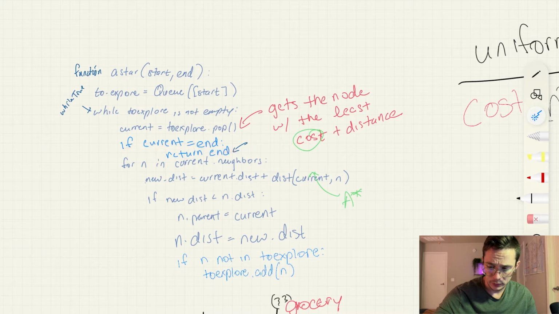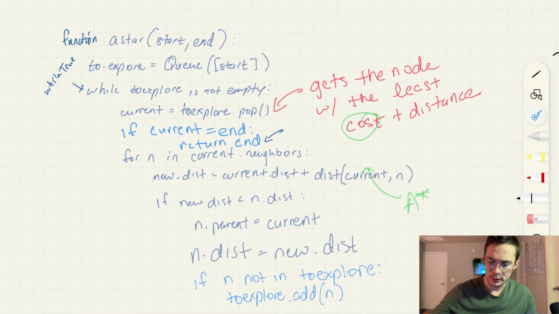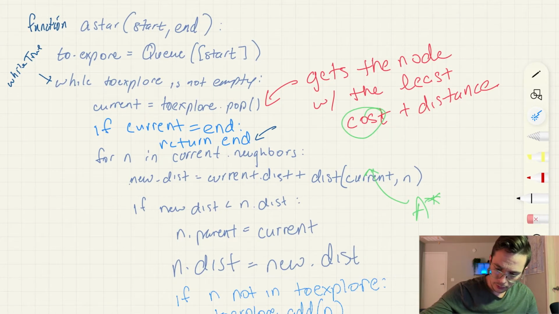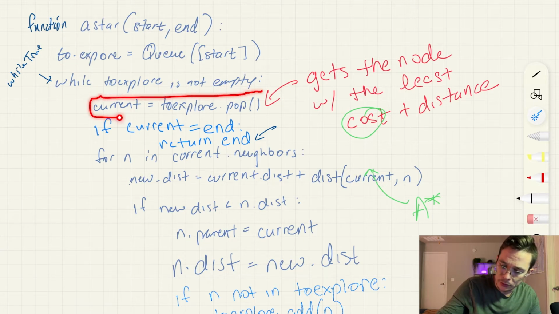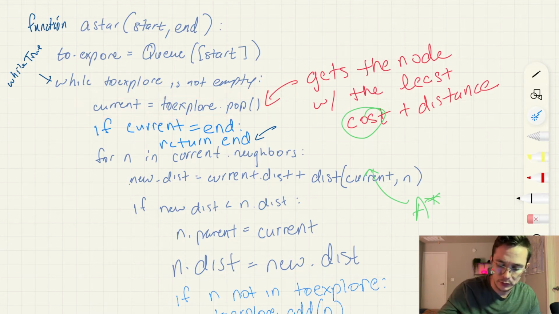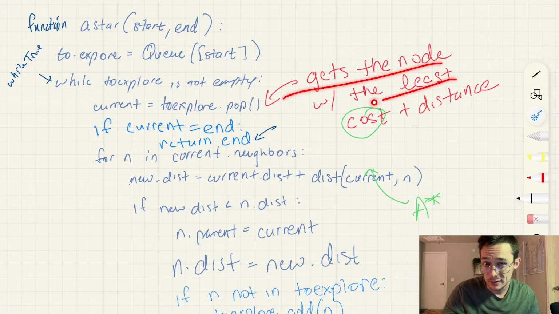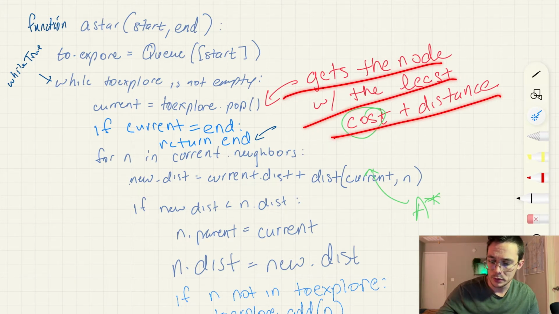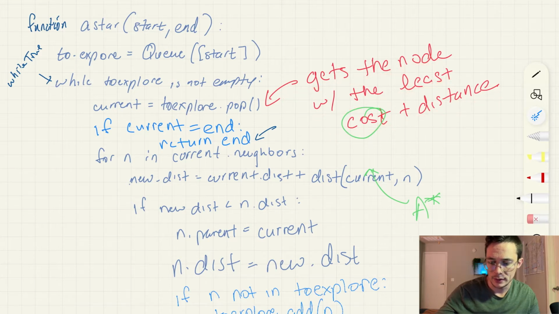Also, if a problem is solvable, A* is guaranteed to solve it in finite time. So here at this line right here is where we determine what node to explore next. And see that we just do the toExplore.pop. And this is because we've used a priority queue, where the top element, or the first element of that priority queue, is going to be the node with the least cost and distance.